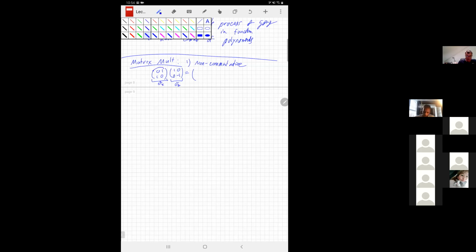Let's multiply them. Row dotted with column. So 0 times 1 plus 1 times 0, 0. Row dotted with column. 0 times 0 plus 1 times -1 is -1. Row dotted with column. 1 times 1 plus 0 times 0. Row dotted with column. 1 times 0 plus 0 times -1. All right, that's this product, sigma x, sigma z. Now let's reverse it.